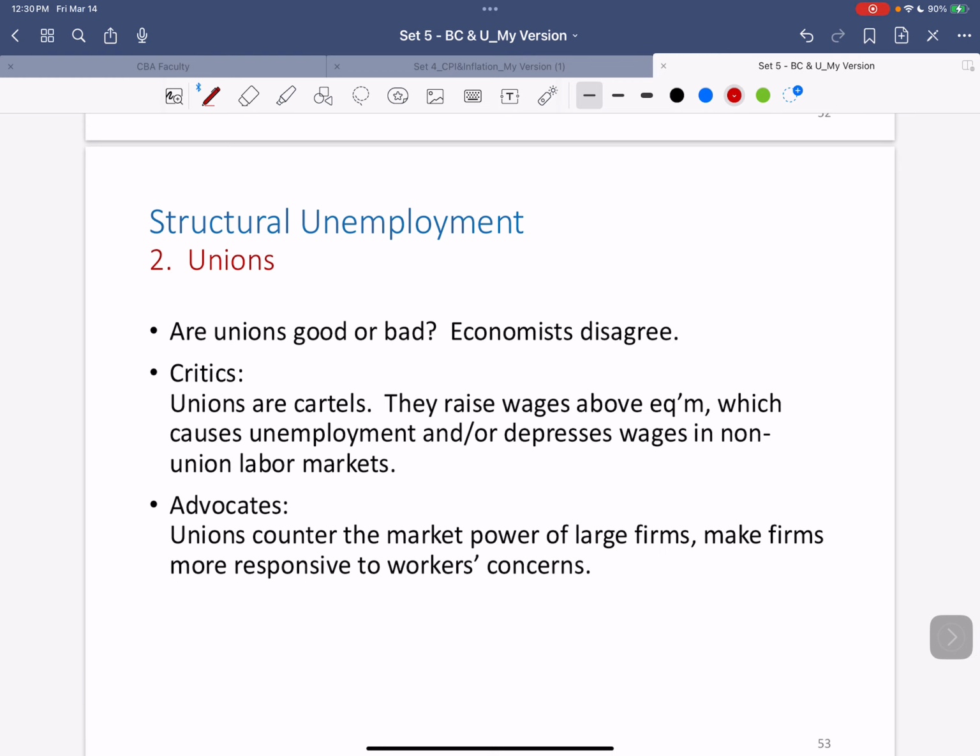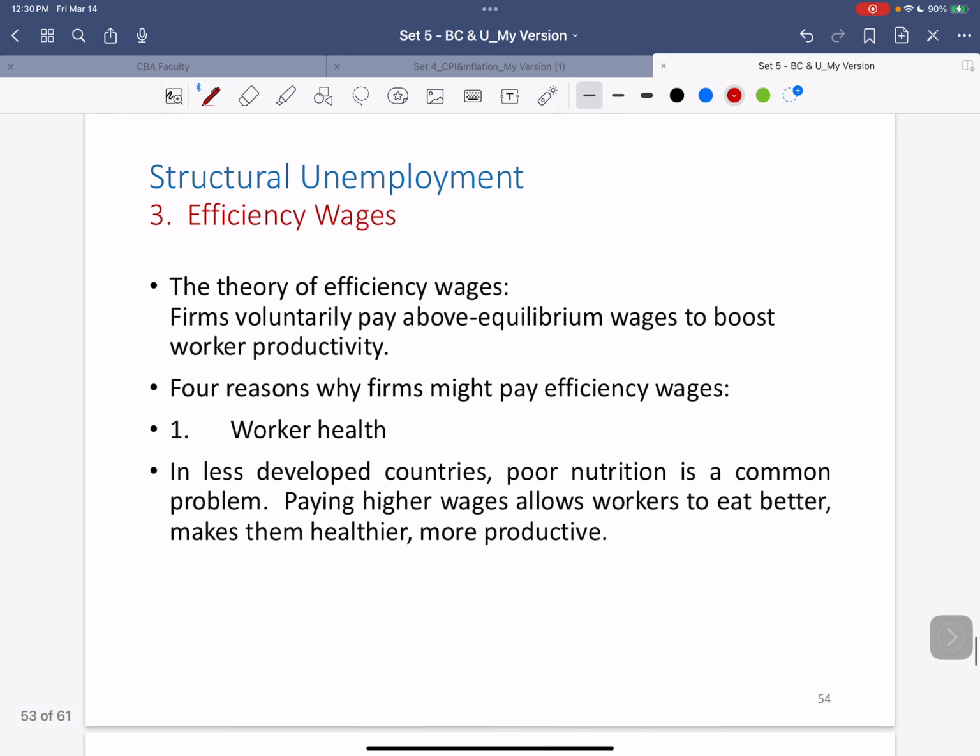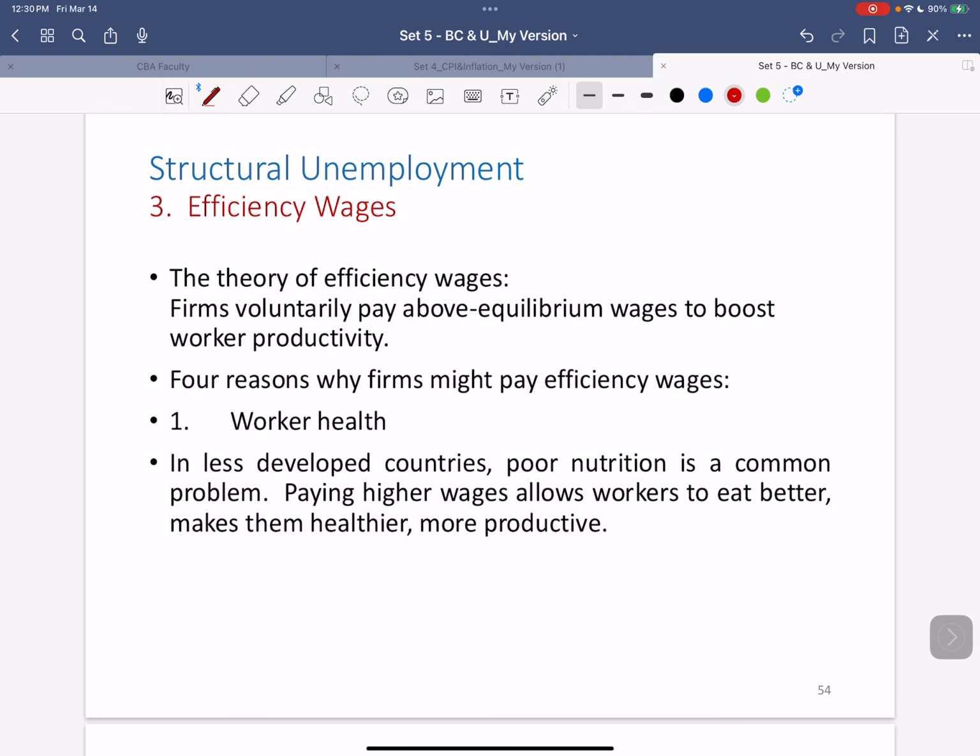Some economists argue that unions act like monopolies, distorting the labor markets, while others believe that they balance employer power and improve working conditions. Again, we have some critics and advocates, and still they are doing research and discussing and seeing which effect is actually stronger. And the third reason or source of structural unemployment is the efficiency wages.